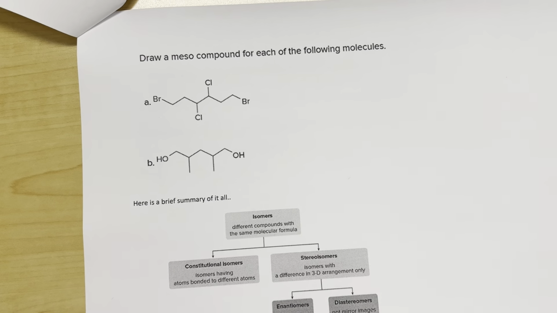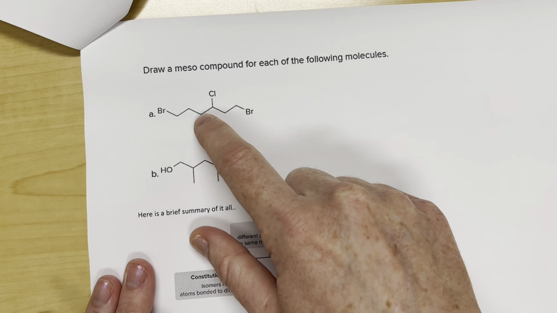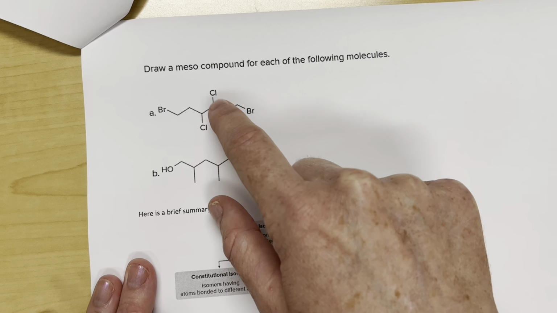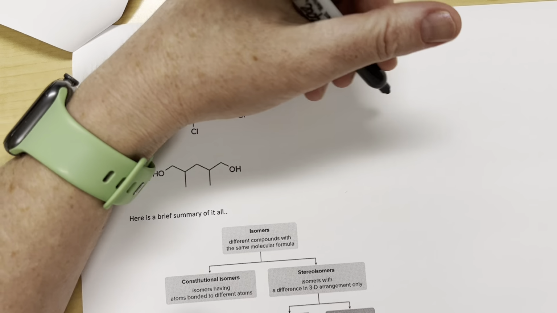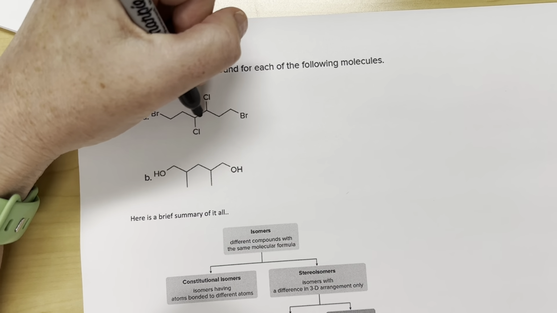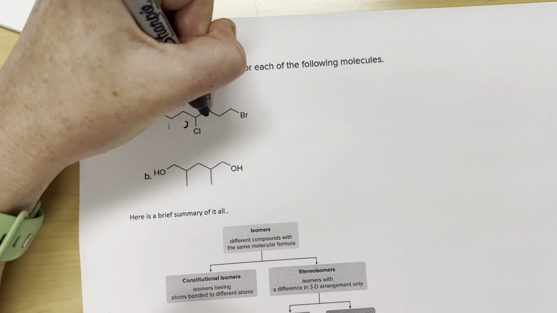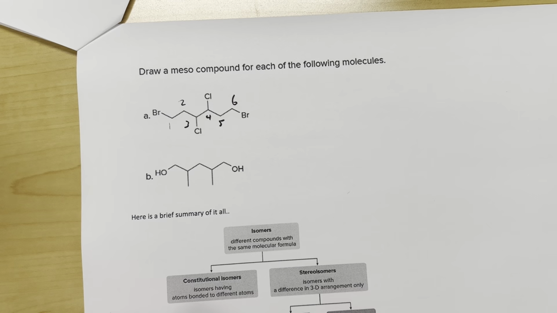Okay, so let me give you an example. It says draw a meso compound for the following molecules. Let's go ahead and draw this. Anytime we have this bond, we're going up, down, and down. We have one thing up, one thing down. Let's go ahead and draw this as our little shrugging person. So however you want to draw it, 1, 2, 3, 4, 5, 6. So I've got 6 carbons. Okay, this is a hexane.